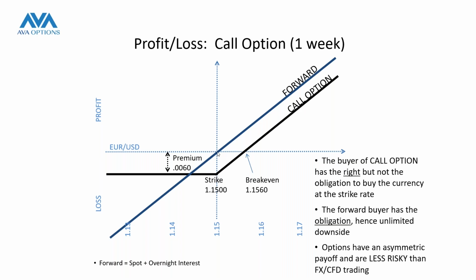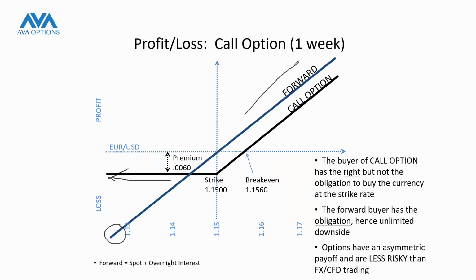In one week, if the market is still trading at 115, your option expires without any value, because you have the right to buy at 115, but you can also buy in the market at 115. And that's why in this P&L diagram, you can see that you're going to lose 60 pips. But you're not going to lose more than 60 pips, even if the market goes lower. And that's really the whole power here: even if the market goes lower, we're not going to lose more than what we paid for the option, whereas the spot trade is going to lose much more.